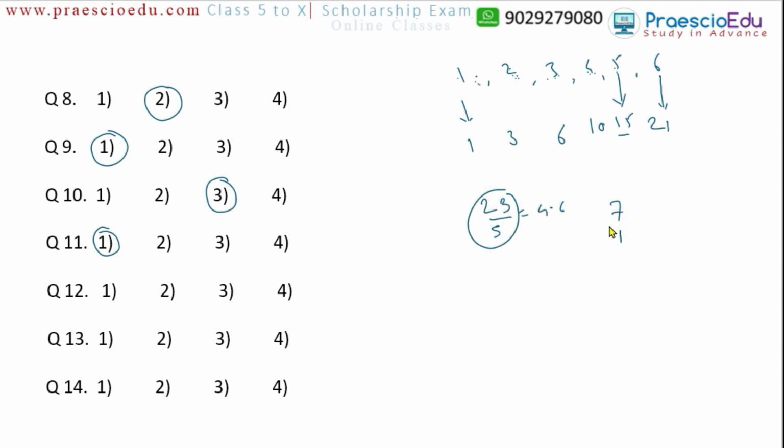Then 7 by 1, it's actually 7. Then 42 by 13, it comes to 3 point something, since 13 threes are 39, so it's also a fraction. Then 51 by 12: 12 fours are 48, and then 3 remains, so 4.2 comes here, 4.6 comes here, and here 7.0, which means 7.